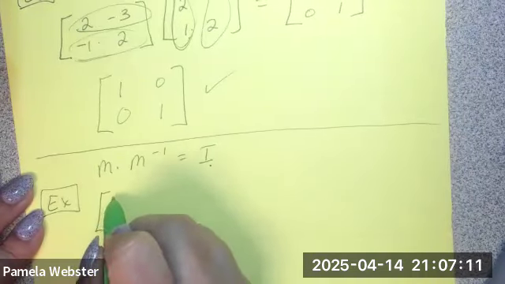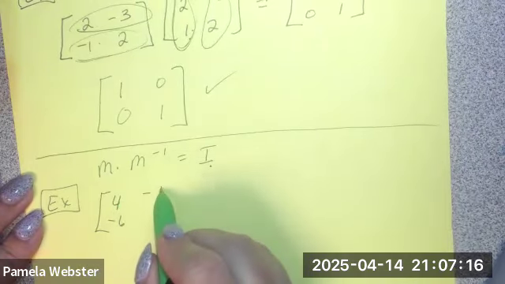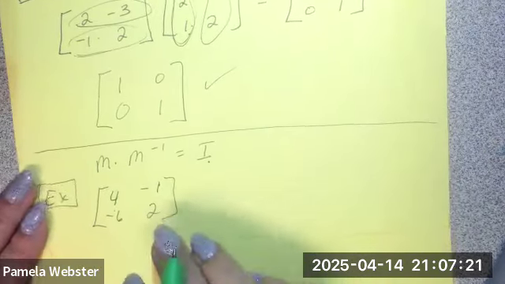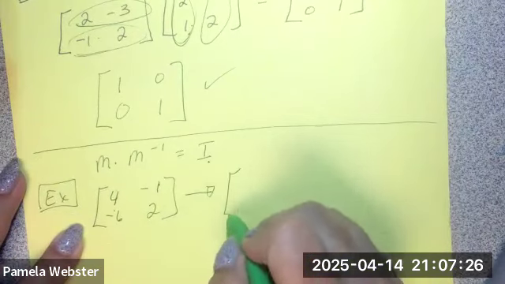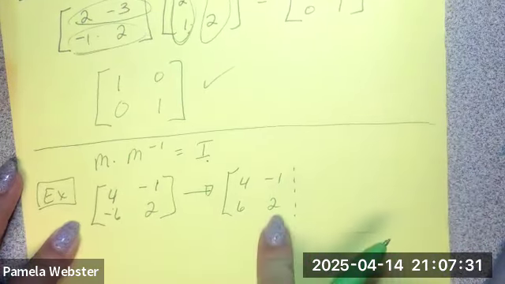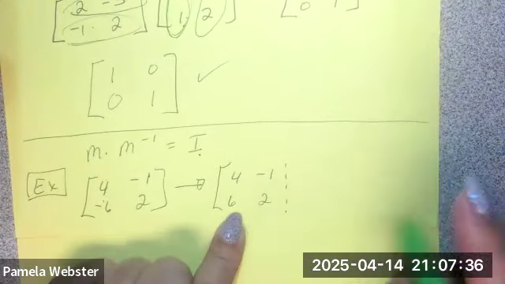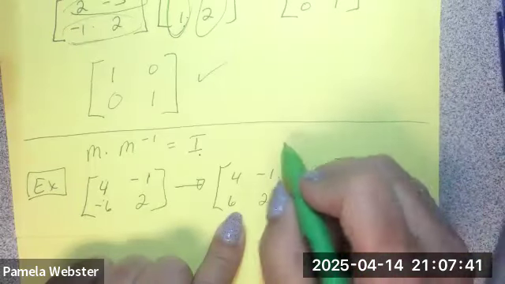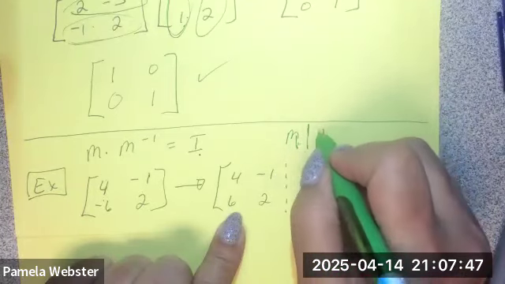Okay, if I have, I'm going to start with a 2 by 2, 4, -1, -6, 2. Okay, and I want to figure out its inverse, then I can make an augmented matrix that looks like this. 4, -1, 6, 2. That's my original square matrix, right? And again, got to be square. Okay. And I can augment onto the back of it the identity. Okay. So this ends up being M augmented with identity.